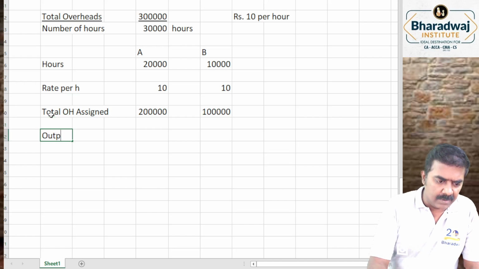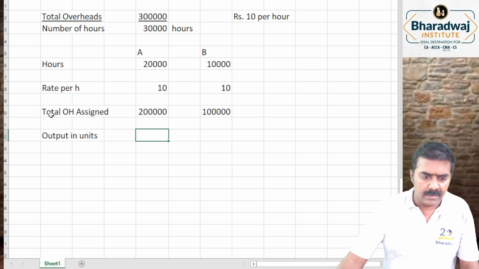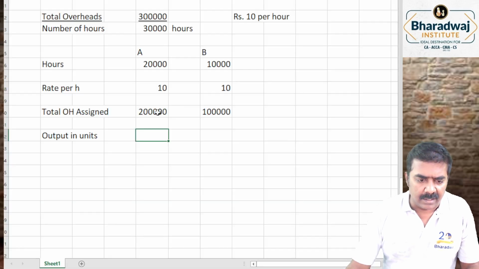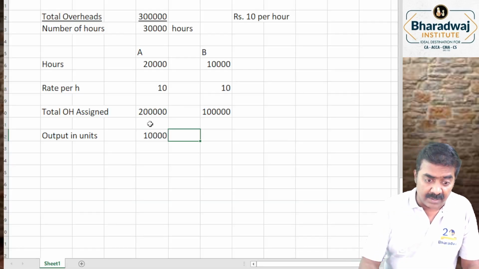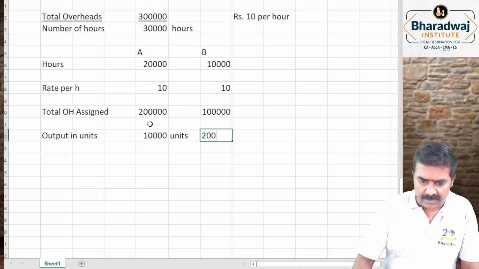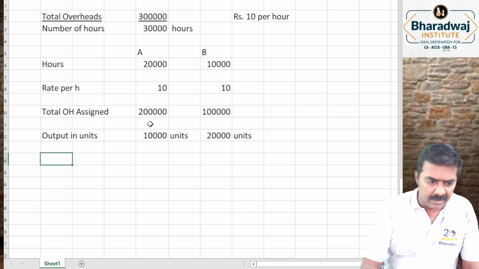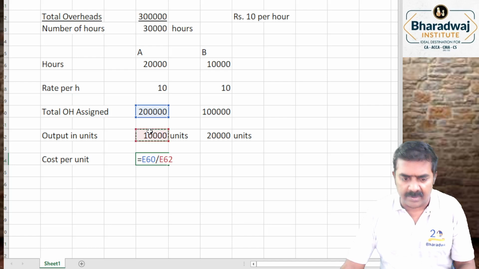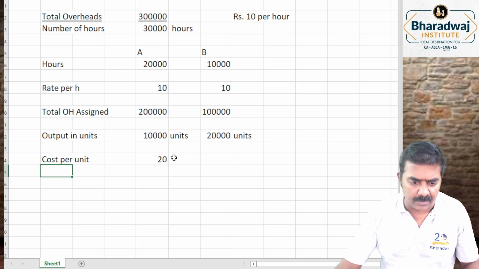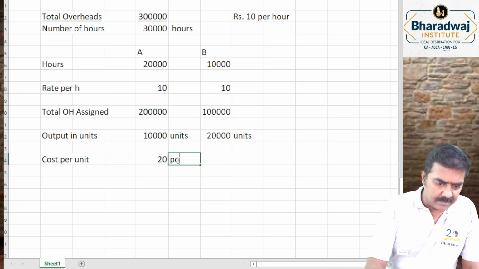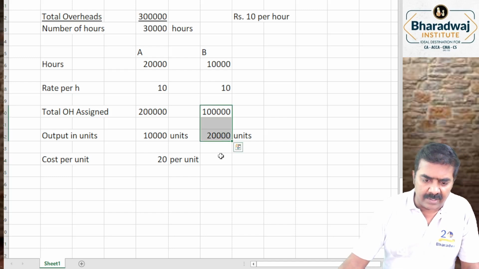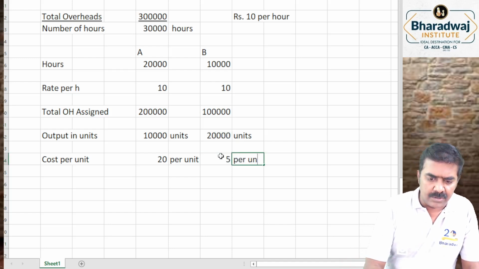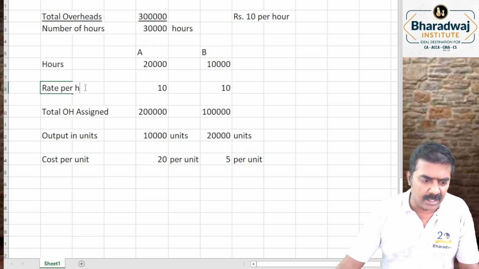Okay, what is the output in units? A and B. 10,000 units are A. This is number of hours, not units. And how many units are B? 20,000 units are B. If you work out cost per unit, it will be 2 lakh divided by 10,000, 20. This is per unit. Then 1 lakh divided by 20,000, how much do you get? 5 per unit. This is rate per hour.